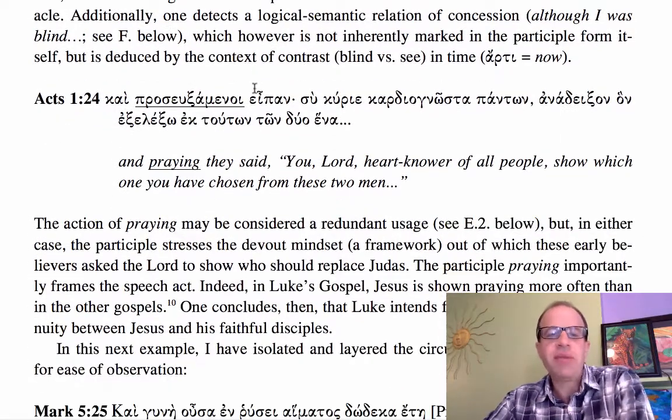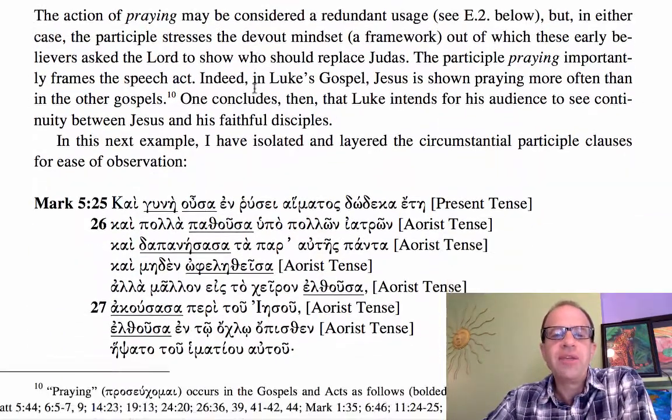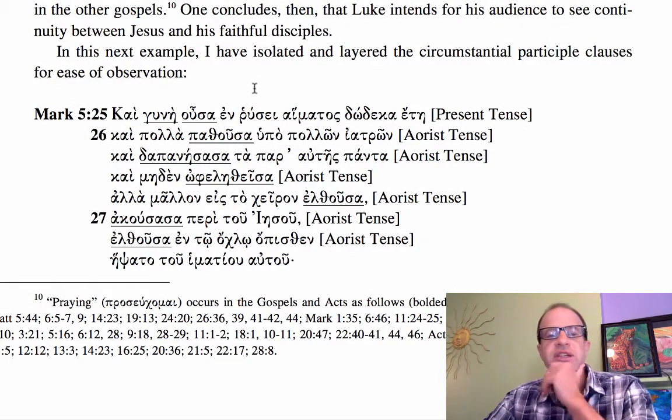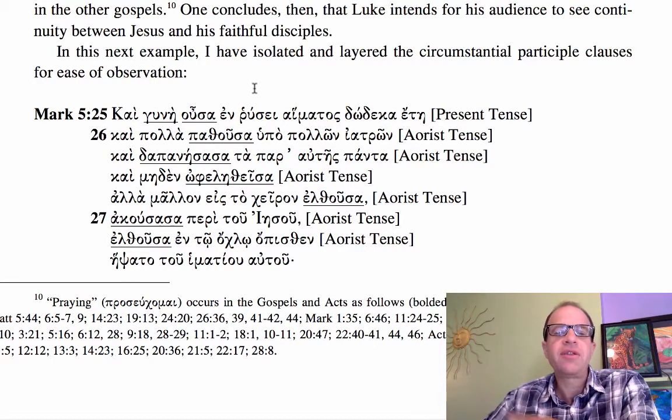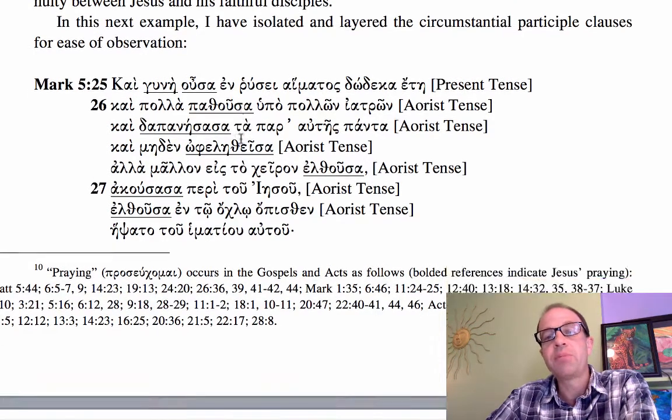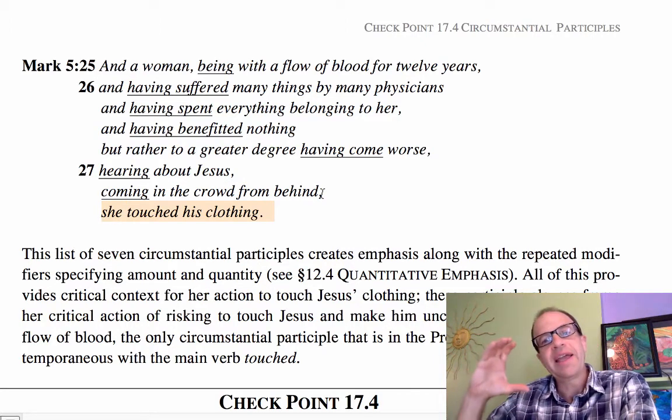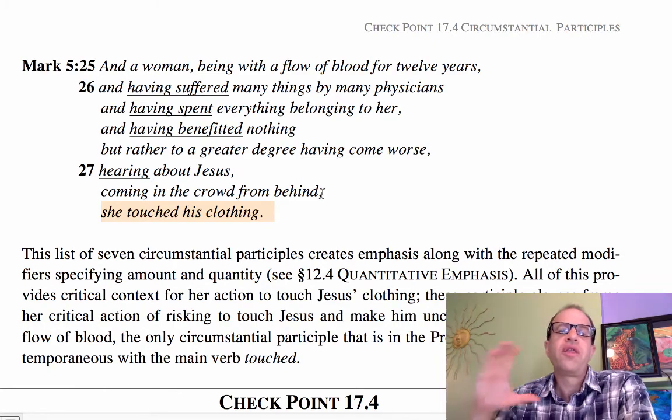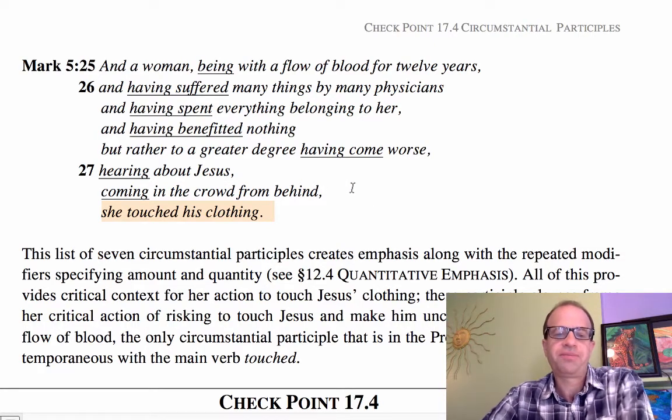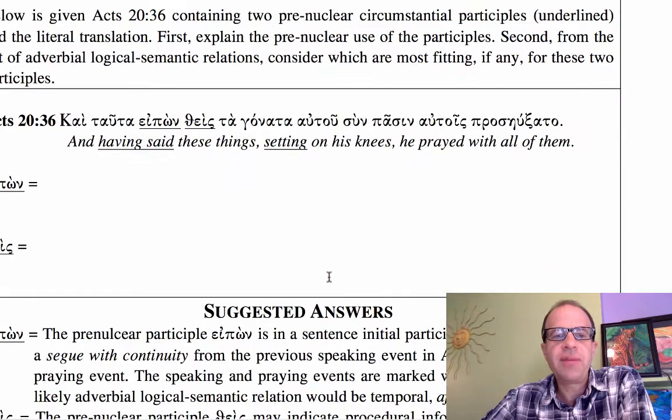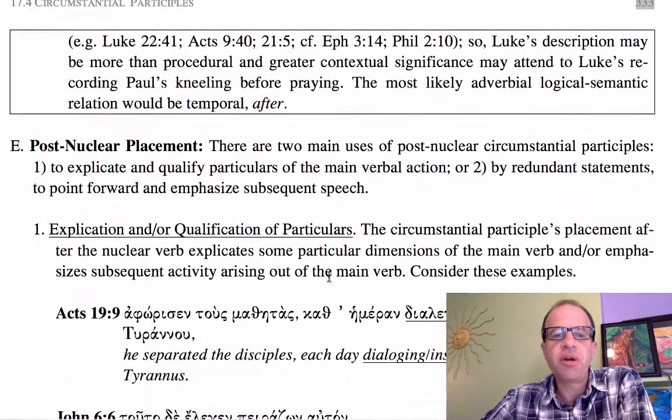And you can see some other examples of an important framework for the main verb. This is a very extreme example with this woman who has this ailment of a blood flow. And there are 7 circumstantial participle clauses, which describe her plight prior to then touching Jesus. And it's an amazing description of providing an important context for the action of the main verb. Be sure to check out the checkpoint and practice your understanding of circumstantial participles.